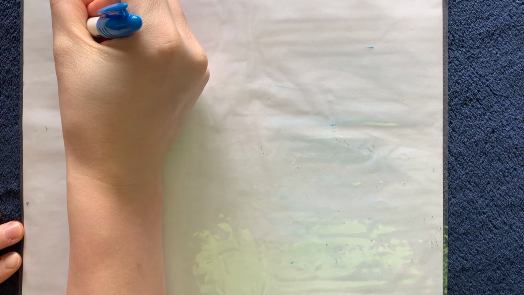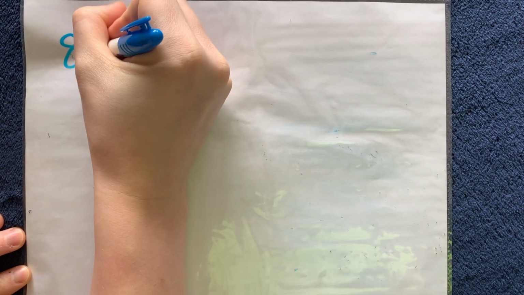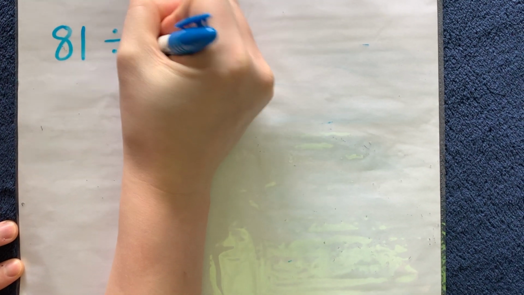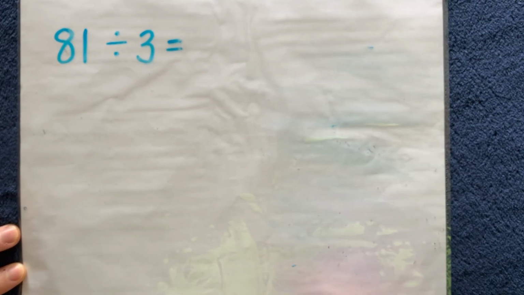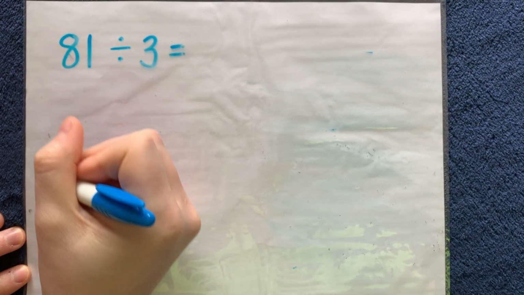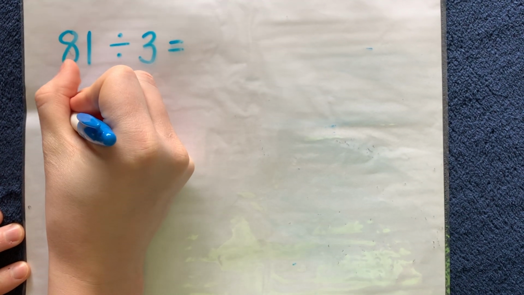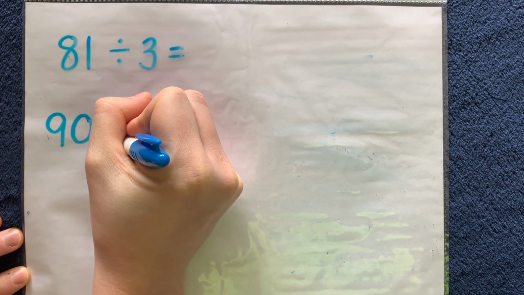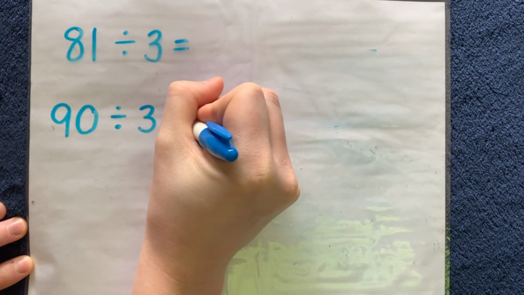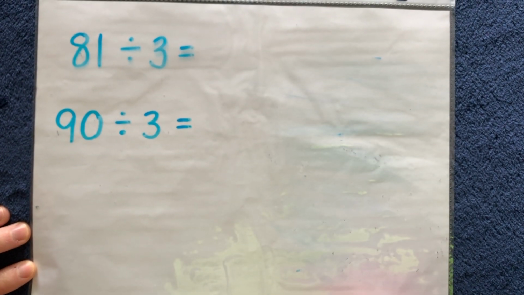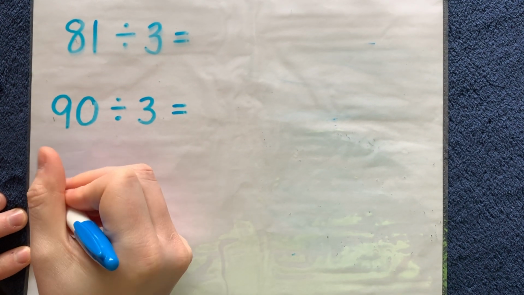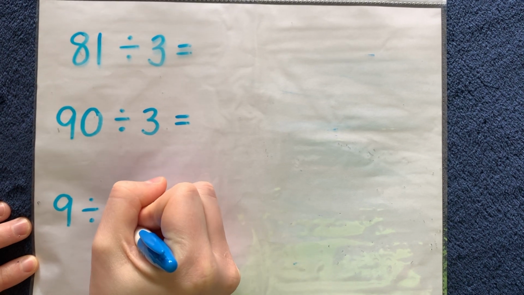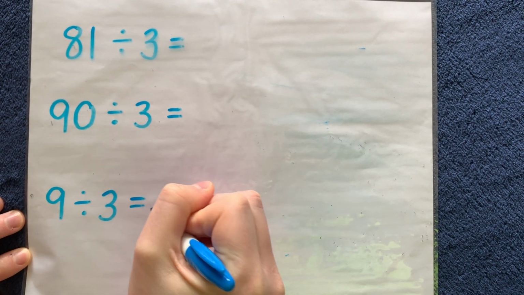Today we are going to be working on division. We're going to use the example equation 81 divided by 3. First we will begin by estimating an answer, and we can round 81 up to a nice round number of 90. So 90 divided by 3 equals what for an estimated answer? And we can simplify this further by knowing that 9 divided by 3 equals 3.